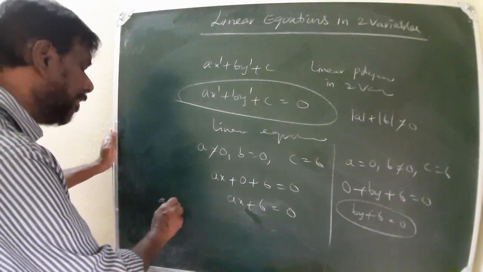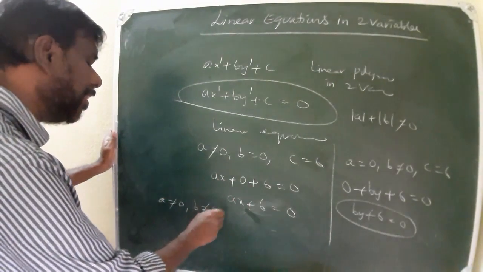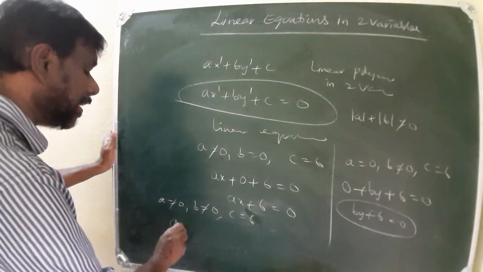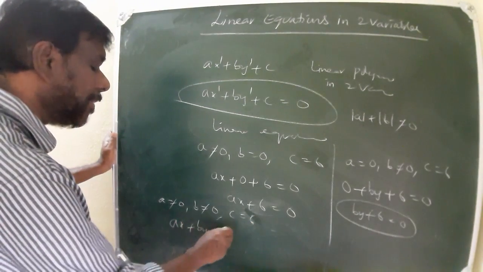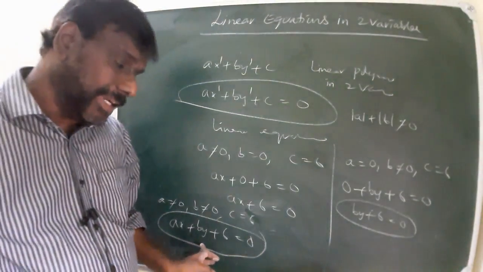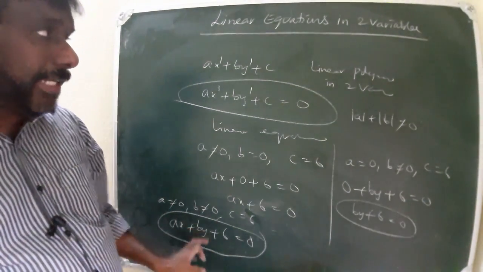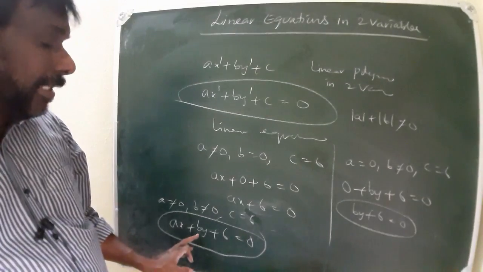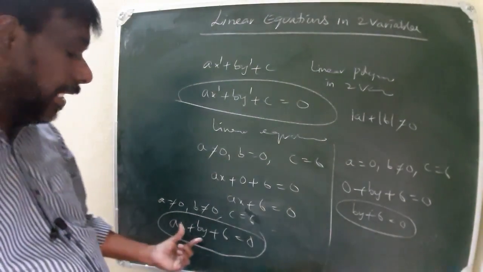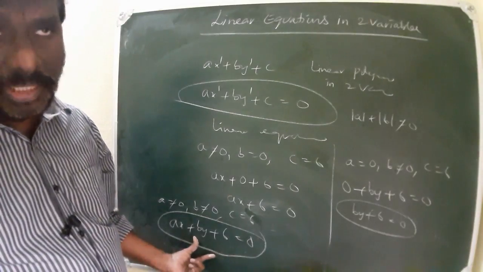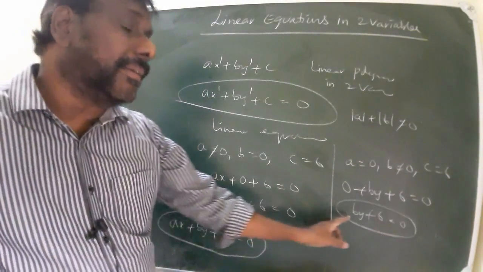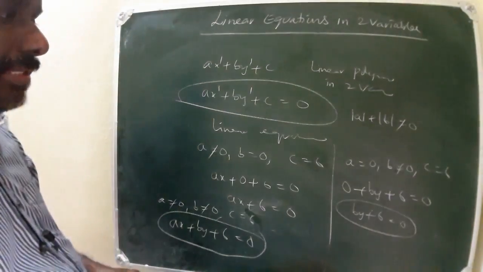But a not equal to 0, b not equal to 0, c equal to 6. Then what happens? ax plus by plus 6 equal to 0. Here you are getting a linear equation. This is the general form of a linear equation in two variables. So if a and b both are non-zero values, then only you will get a two variable equation. Okay. This is a two variable linear equation. These two are single variable linear equations.